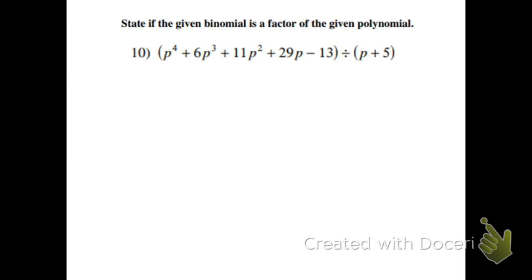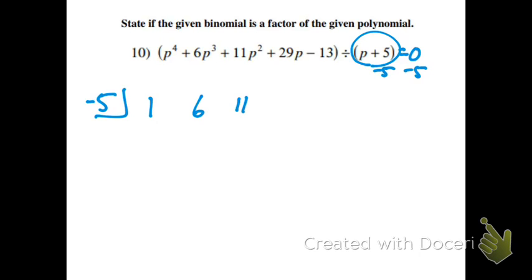All right, now number 10, what goes in the box? P plus 5, so I'm going to put -5 right there. Because if I set that equal to 0, we'd subtract 5. All right, now I got 4, 3, 2, 1. Okay, good. So I don't have to have any placeholders. 1, 6, 11, 29, and -13.